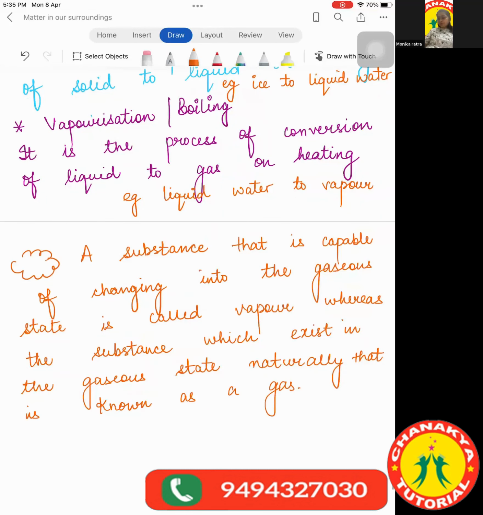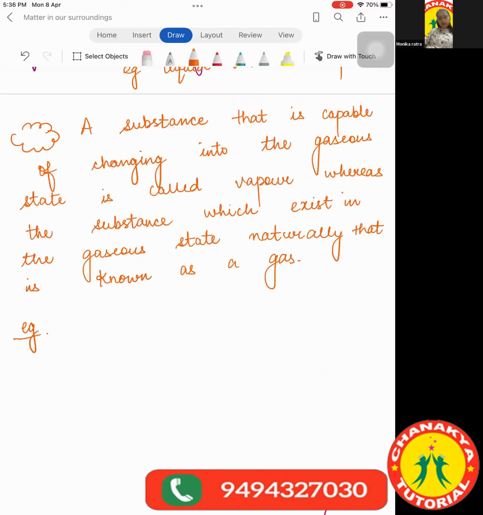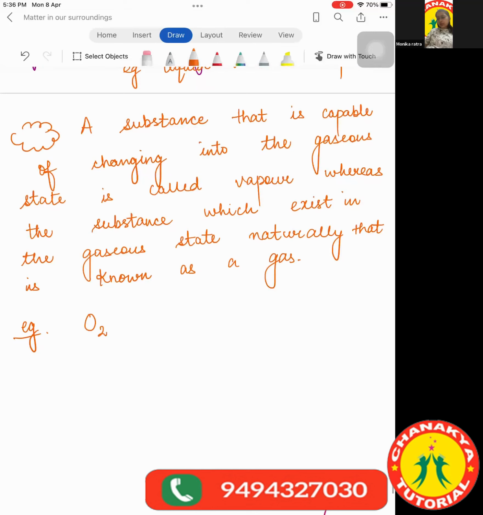For example, I'll take two examples, one for vapor and one for the natural gas. If we talk about oxygen, it exists in the gaseous form only, so we consider it to be a gas only. But carbon dioxide, in the solid state, is known as dry ice. So it can be converted from the solid to gaseous state. This can be considered as a vapor. Clear, everyone? From solid to gaseous state, carbon dioxide can be converted. That's why we consider carbon dioxide gas as a vapor. Clear, everyone?